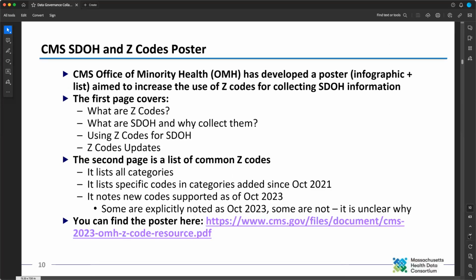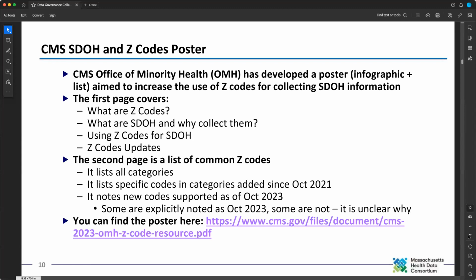This is another, to me, it seemed like a poster. The first slide, I guess, is vaguely an infographic. It's sort of a 2-page thing, with the Office of Minority Health trying to increase the use of Z codes for collecting SDOH information. And the first page reminded me of one of those old children's games where it's kind of a winding path and you make your way across the path. It has sections along the path with different topics, and these are the main topics that are there.